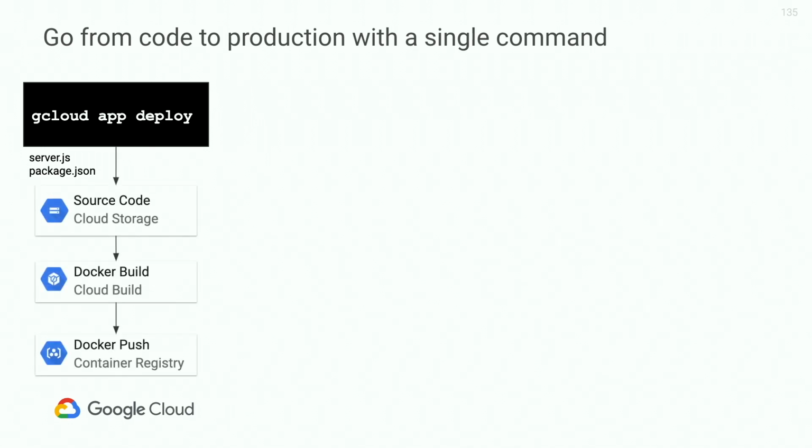So you can deploy to different environments. If you have testing, staging, and production, you can have one project for each environment and deploy to those projects. When you run this command, App Engine will pick up the source code and put it into Cloud Storage, then build a Docker image, push it into a registry, and then go online for the front-facing instance.